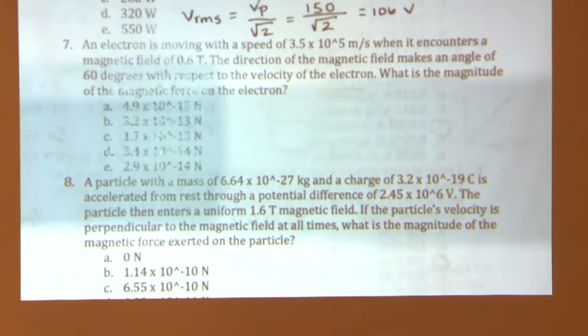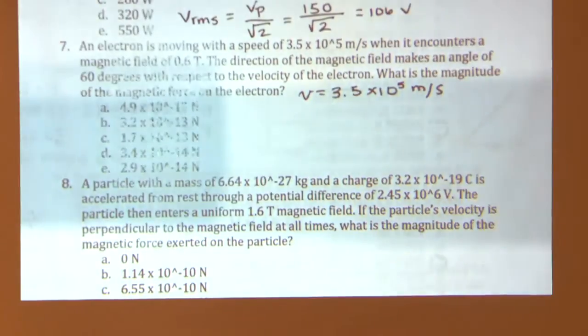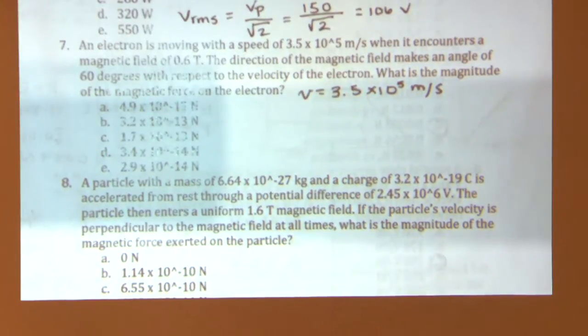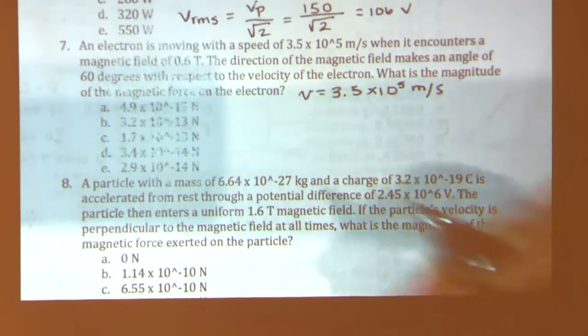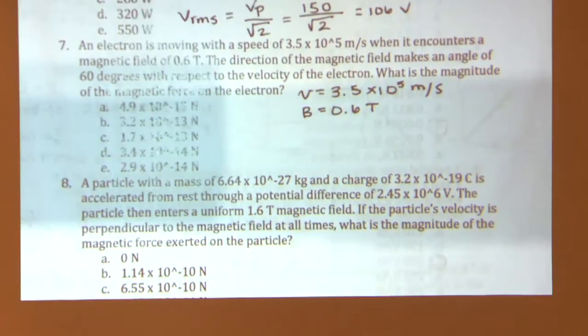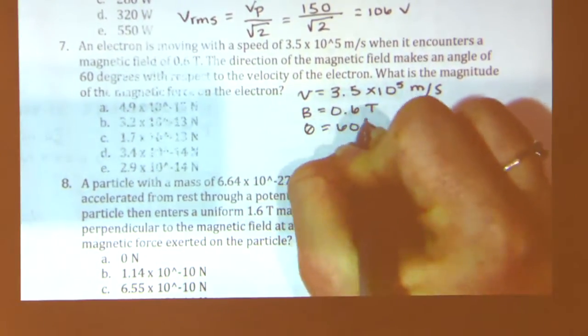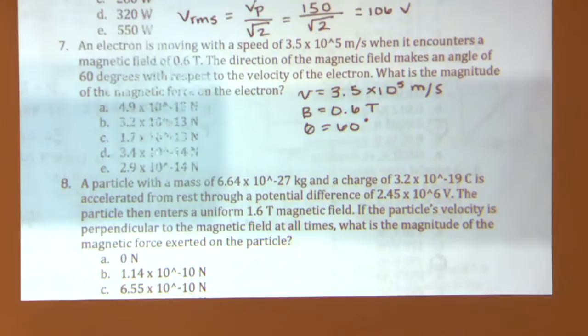So, number 7, an electron is moving with a speed of 3.5 times 10 to the 5 meters per second. It's always easier to write out everything you know. It encounters a magnetic field of 0.6 Tesla. That's our B, our magnetic field. The direction of the magnetic field makes an angle of 60 degrees with respect to the velocity of the electron. That's our theta, 60 degrees. And we want to know the magnitude of the magnetic force on the electron.